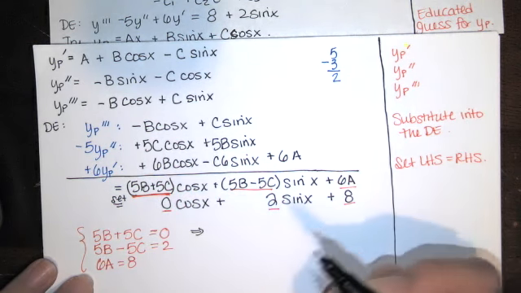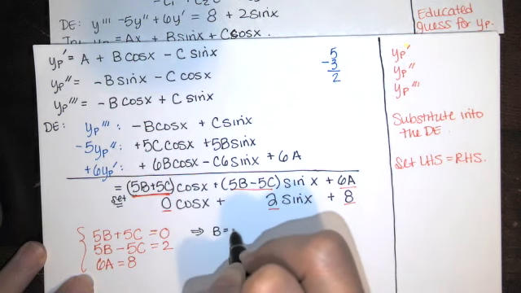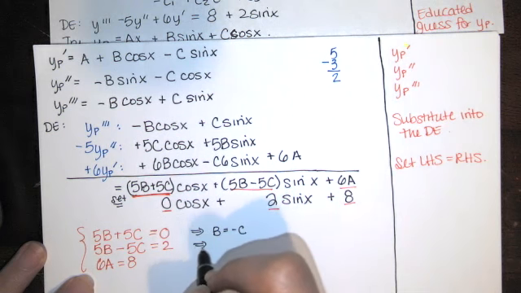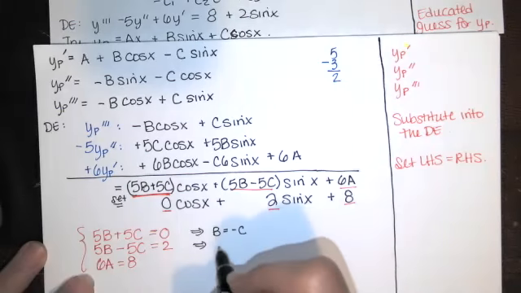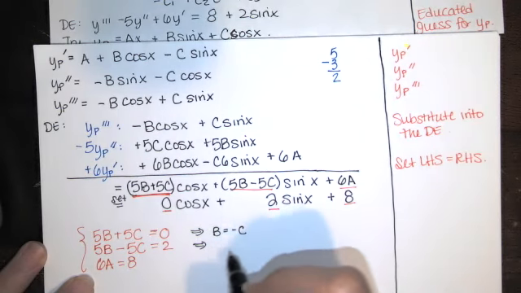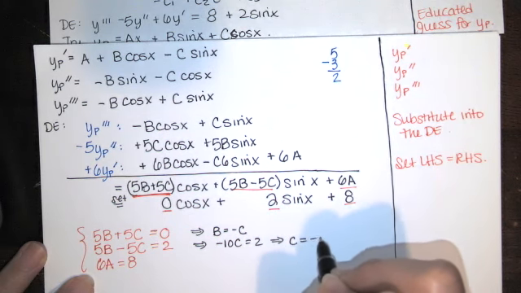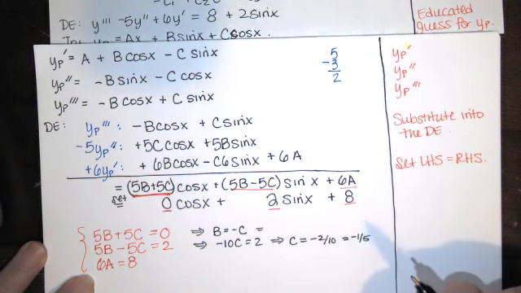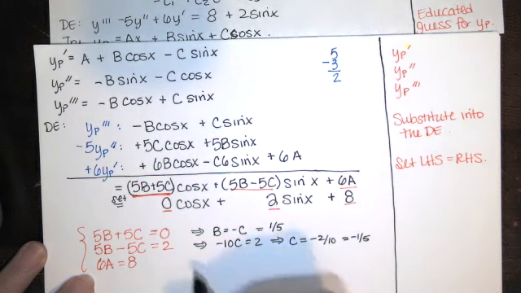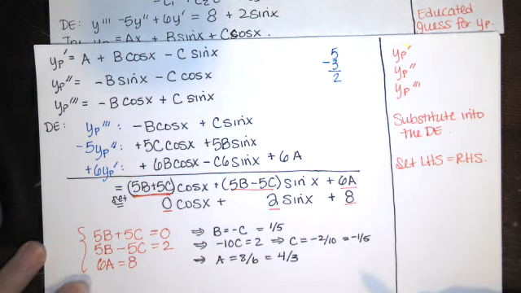So from this, if you want, you can subtract 5c from both sides and then divide by 5. You get b equals negative c. Here, you could substitute in negative c for b, and then you'd have negative 5c minus 5c is negative 10c equals 2. So c equals negative 2 over 10, or negative 1/5. And b is the opposite of that, so b is positive 1/5. And from here, you have a equals 8 divided by 6. Divide the numerator by 2, divide the denominator by 2, and that's what you get.